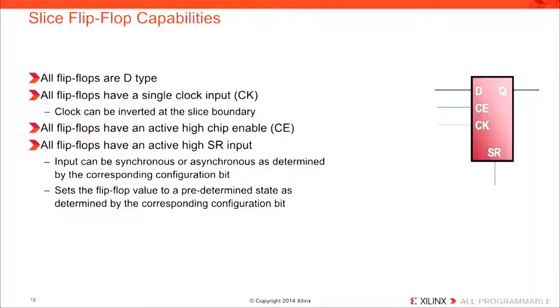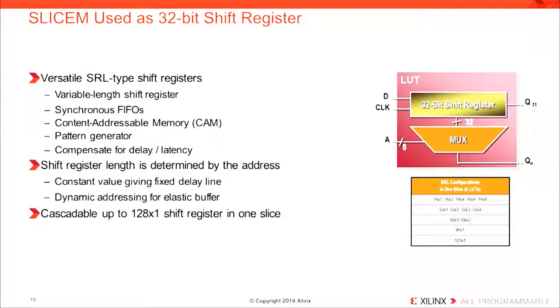So, packing of various resources within a slice and within a CLB would take place if certain rules are followed. You can use the lookup table as a shift register, right. And so, the shift register can be 16 by 1, 16 by 2, 16 by 4 and so on, within a slice, or you can have up to 128 by 1.